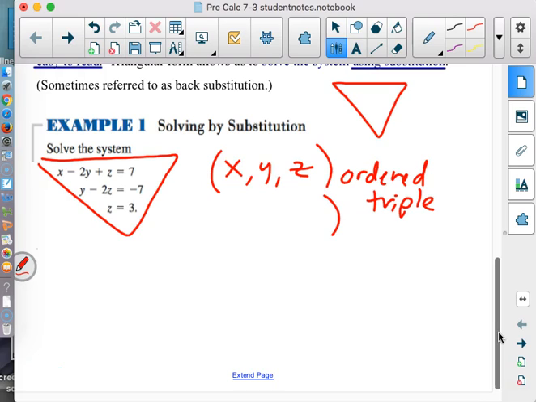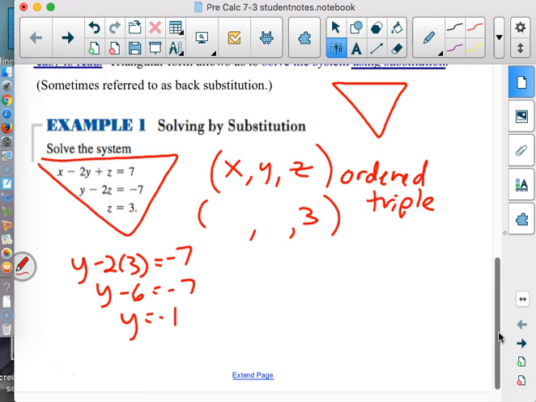So far, we know this last number is a 3. Then I realized, well, there's only 2 variables in the middle one, and one of them is Z. So if I put what I know about Z in here, I can get Y. So Y minus 2 times 3 equals negative 7. Y minus 6 equals negative 7. We add 6 to both sides. Y is negative 1. Cool. Right there in the middle.